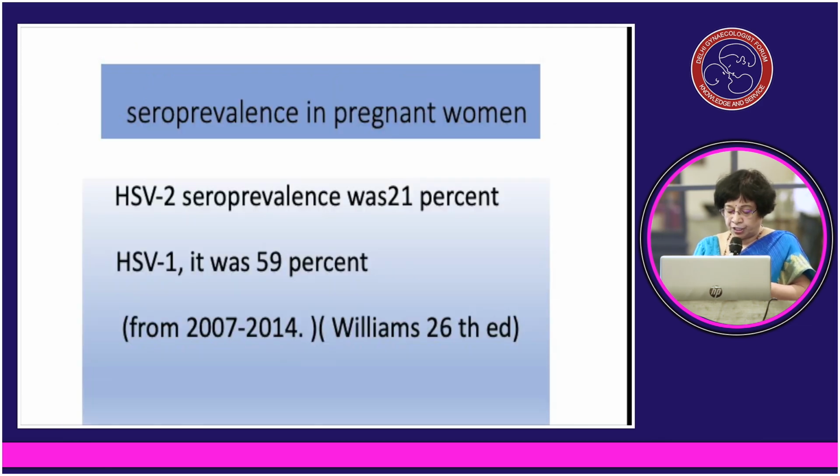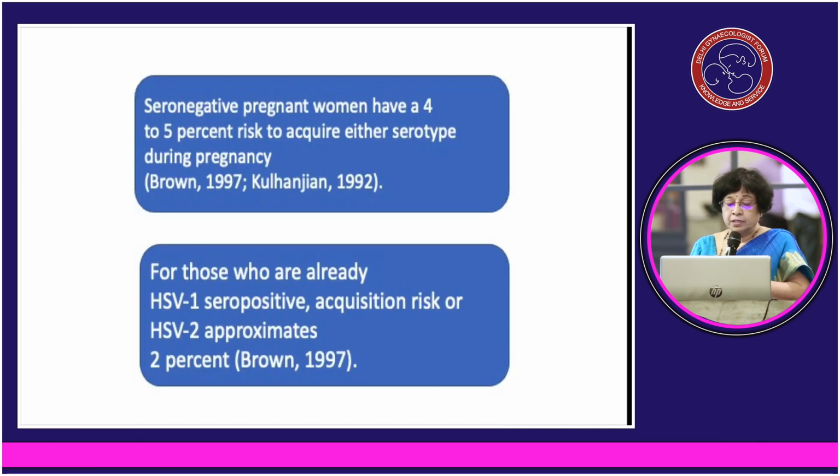Secondary reactivation of HSV is 10 to 30 times less likely to result in transmission to the infant because antibodies were already present. Seroprevalence of HSV2 was 21% and HSV1 was 59%. But seronegative pregnant women have a 4 to 5% risk of acquiring either serotype during pregnancy. So if she is seronegative, she can acquire any. But if she is seropositive to one, the risk for the other would definitely be lower. For those who are already HSV1 positive, acquisition of HSV2 is only 2%.